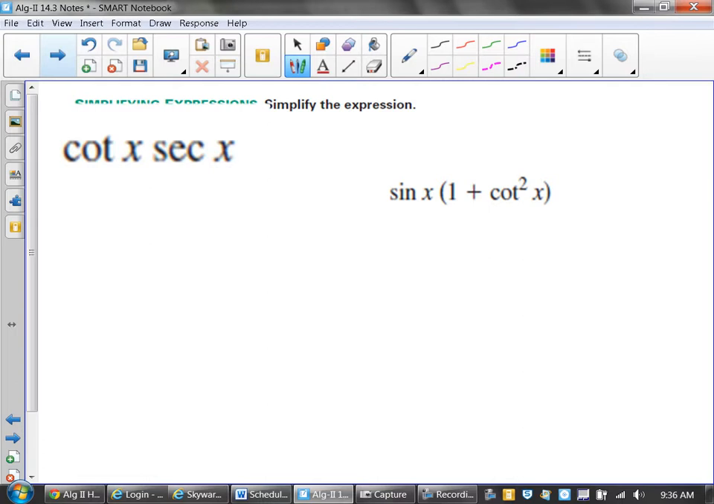You're right, you could write it as 1 over tangent, but can I break this down as something different? I can write it as cosine over sine. Okay? What's secant? What happens? Cosines drop, and you get 1 over sine, which is?